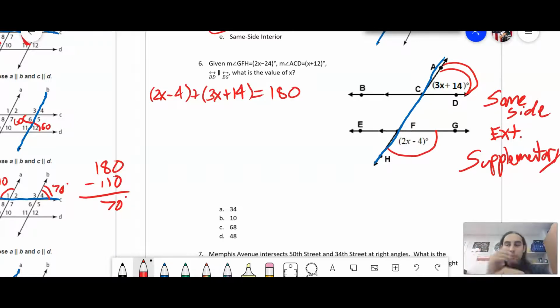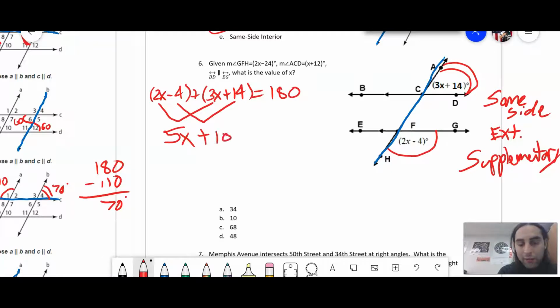All right? So since we add them, equal sign 180, on the left side of this equation, I'm going to combine like terms. 2x plus 3x is 5x. Negative 4 plus 14 is 10. So you should be able to combine like terms. And then, I need to solve for x, so I'm going to get rid of this loner, plus 10, by doing inverse operations. What is the opposite of plus 10?